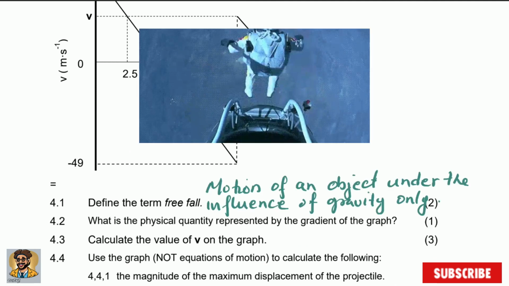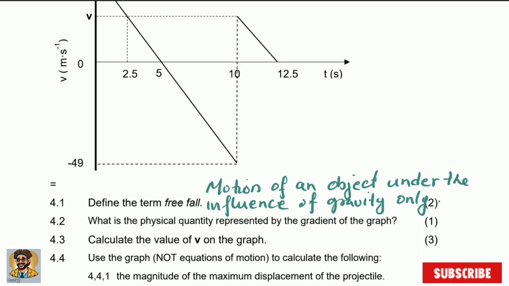What is a free fall? It's the motion of an object under the influence of gravity only. The only force acting is the gravitational force. So guys, if you say this, you'll get 2 marks.